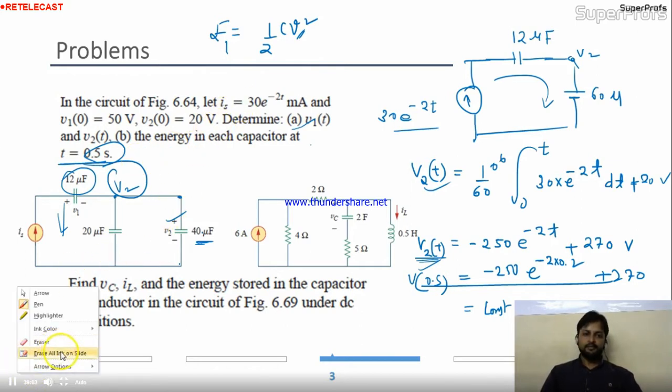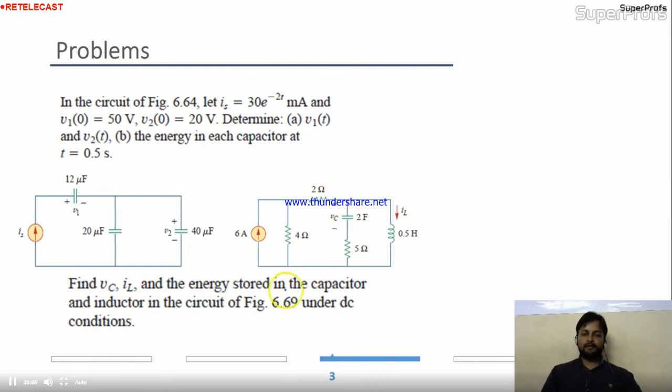Now, come to the second part. In the second part, this is the question and the circuit is given over here. Find Vc, IL and the energy stored in the capacitor and inductor in the circuit given in the figure under DC condition. Please observe this. Here they mention the DC condition. DC condition, omega equal to 0.